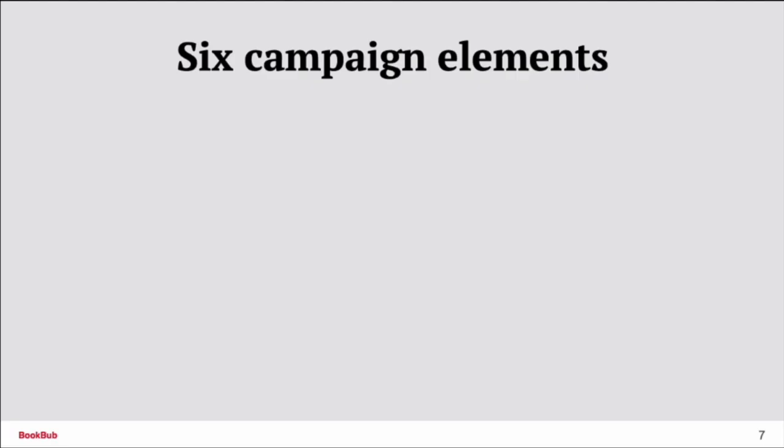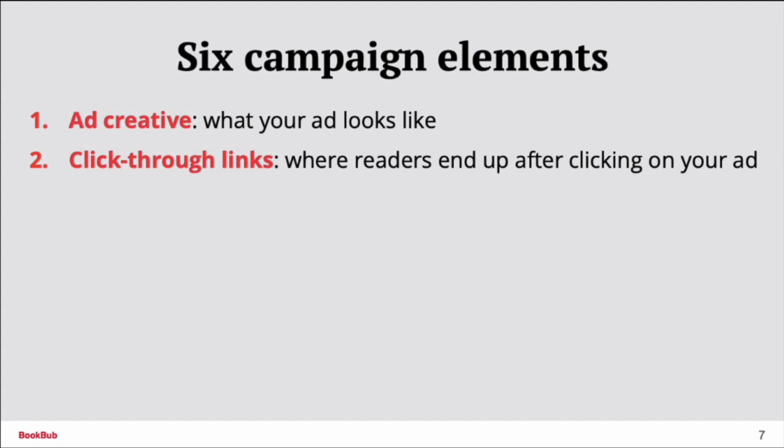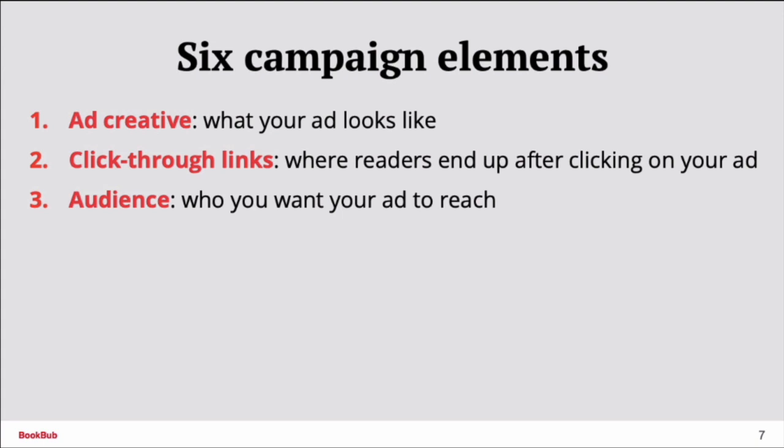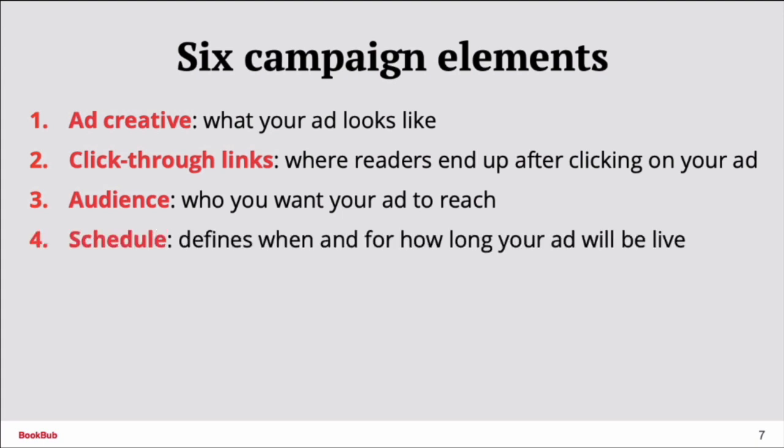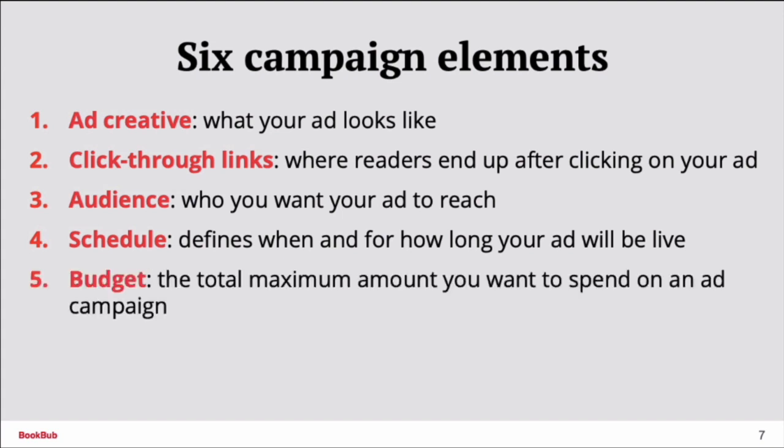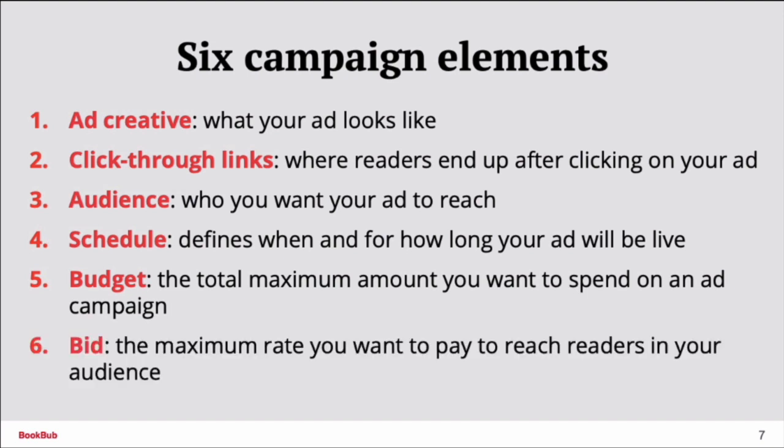There are 6 elements to every BookBub Ads campaign. First, the ad creative or ad image, which is what your ad looks like. The click-through links, which determine where readers end up after clicking on your ad. The audience, which determines who you want your ad to reach. The schedule, which defines when and for how long your ad will be live. The budget, which is the total maximum amount that you want to spend on an ad campaign. And the bid, which is the maximum rate that you want to pay to reach readers in your audience.